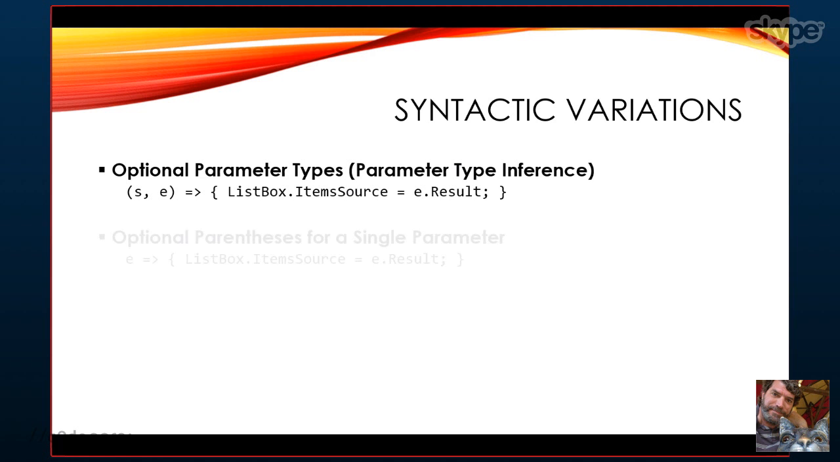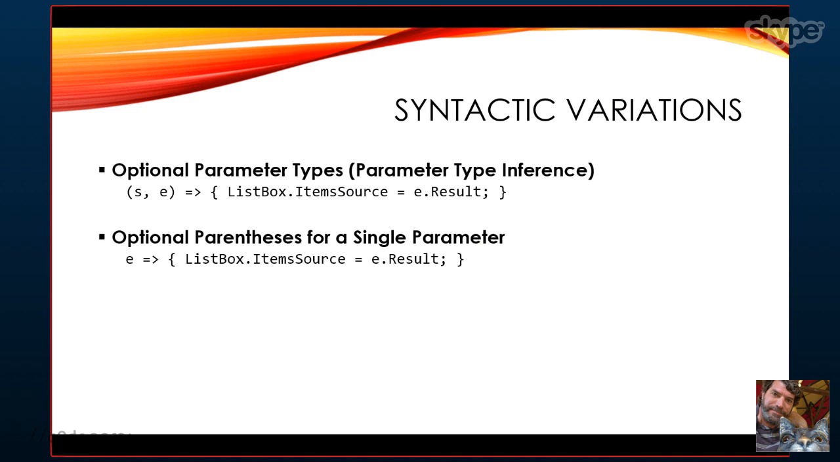Another thing that's interesting is that if we only have a single parameter, we don't have to put parentheses around it. So in this case, we just have E floating by itself. We have just one parameter needed for this lambda, and because the compiler can figure out the type, we don't have to put the type, and because there's just the one parameter, we don't need parentheses. This is really common in the world of LINQ because a lot of the LINQ methods take delegates with one parameter. So this will be very common to see when we're using LINQ methods.